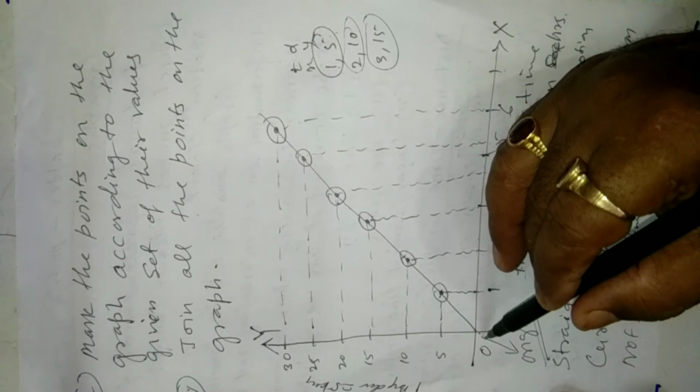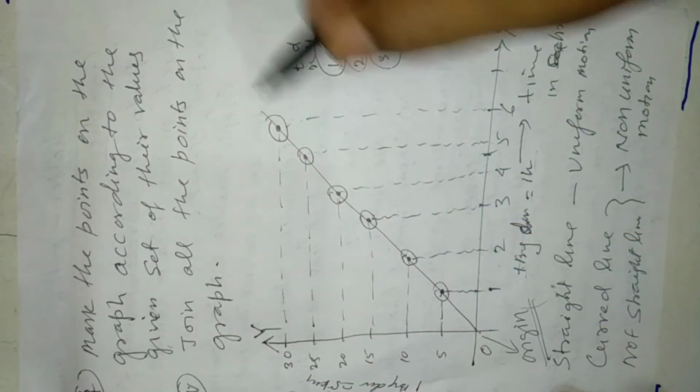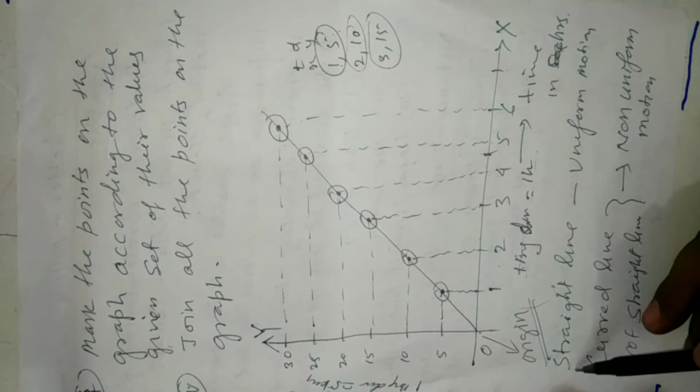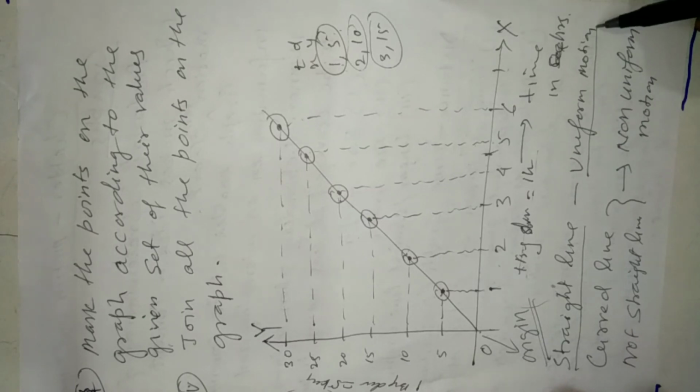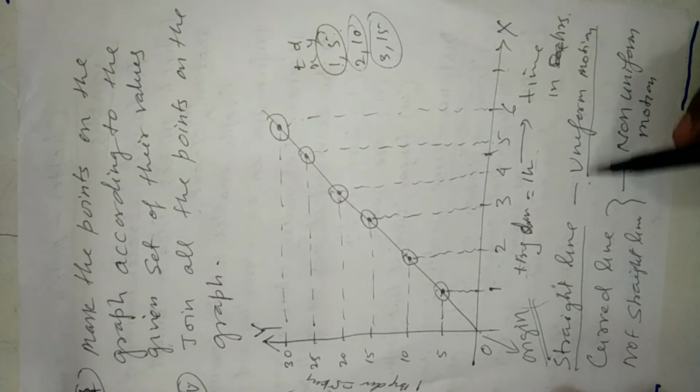Then after it, with the help of a scale, you will connect all the points. So this graph is a straight line. By looking at the graph, we can conclude that the graph is a straight line, therefore the motion will be uniform motion. Therefore this speed will be uniform speed.